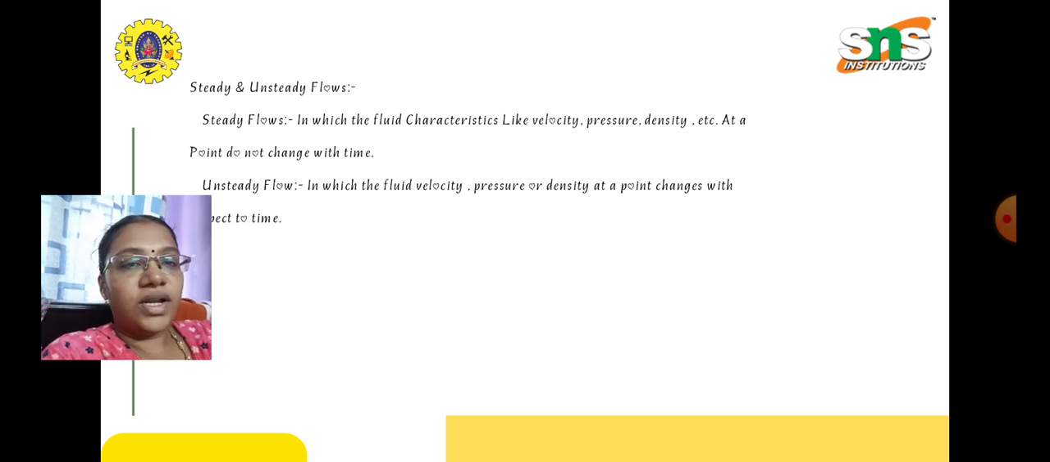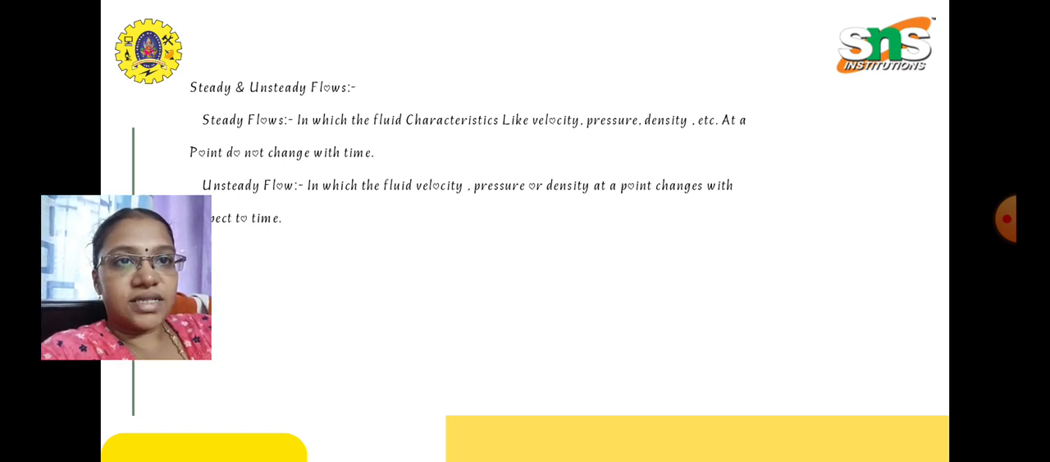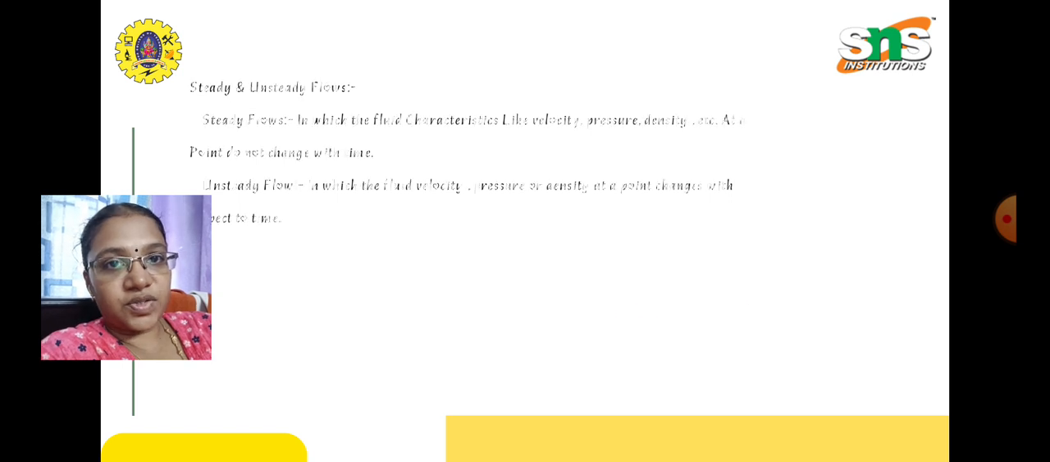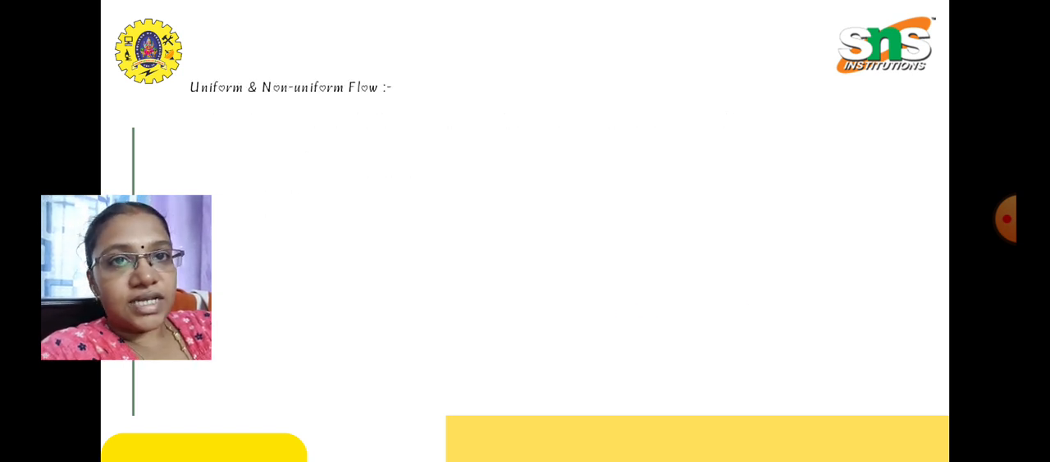Steady flow is one in which the fluid characteristics like velocity, pressure, density at a point do not change with respect to time. We call it a steady flow. Unsteady flow is when the velocity of the fluid, or the pressure or density at a point, changes with respect to time. We call it an unsteady flow.